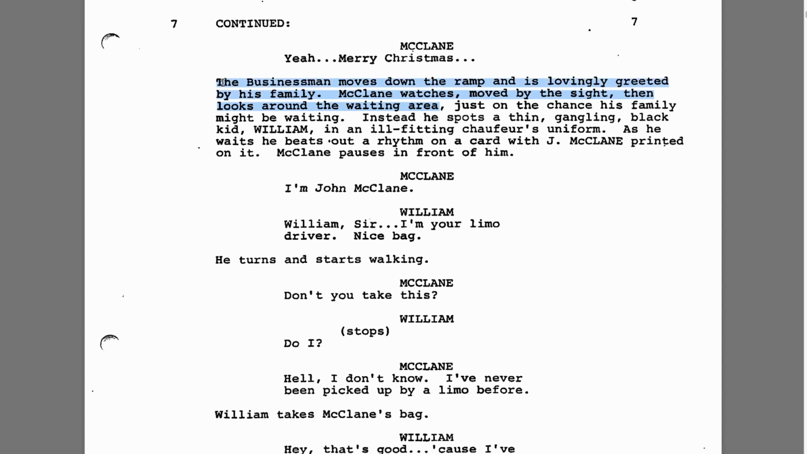Like, you know, we see the setup of the businessman getting greeted by his family, and then we see his reaction to it. That's a particular moment. And then him looking for the same thing, that's a particular moment. And then the reveal of William, that's like the third moment. But right now, these are all kind of compressed into one moment.